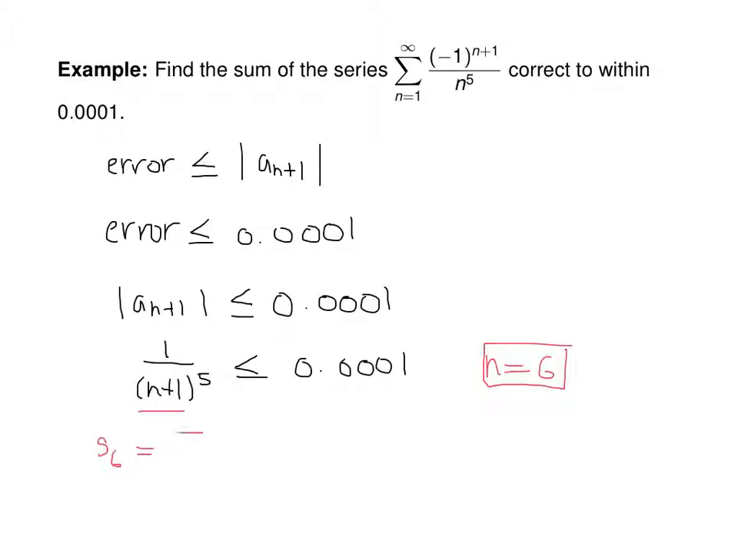So the sum from n equals 1 to 6 of negative 1 to the n plus 1 over n to the 5th is about equal to, when you add it all up, 0.97208.